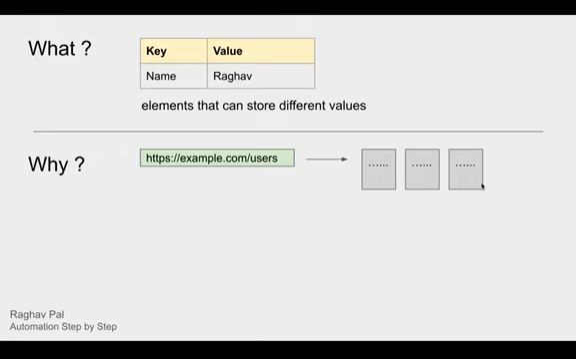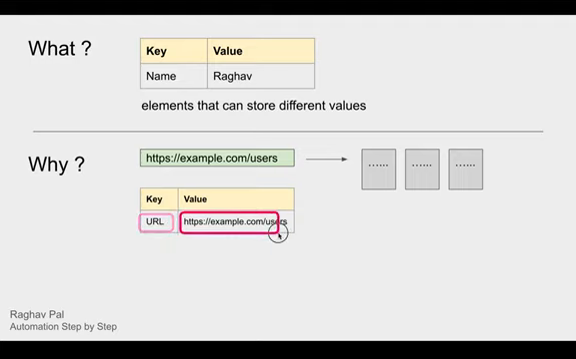So what I can do is I can create a variable. I can give it a name, say URL, and I can give the value, which is this particular URL. And now I can use this variable, that is URL, and I can give this variable in all my API requests. Let me show you an example.